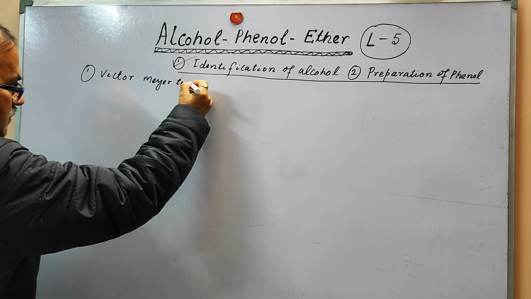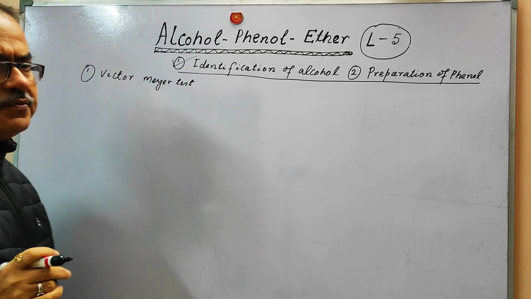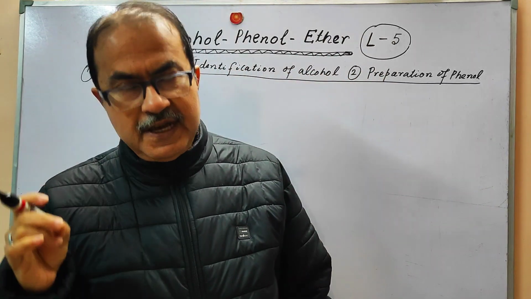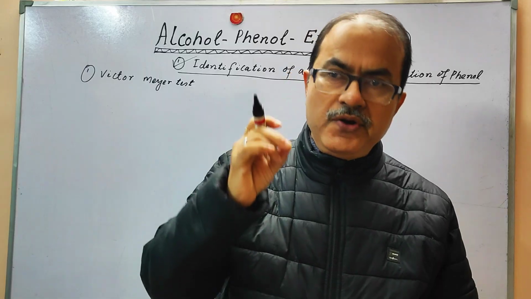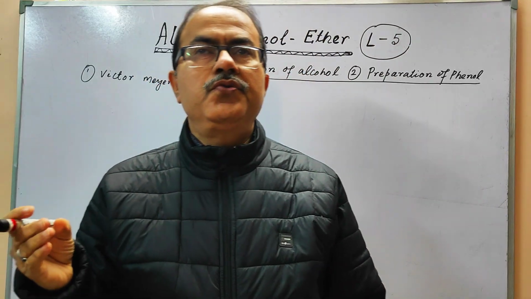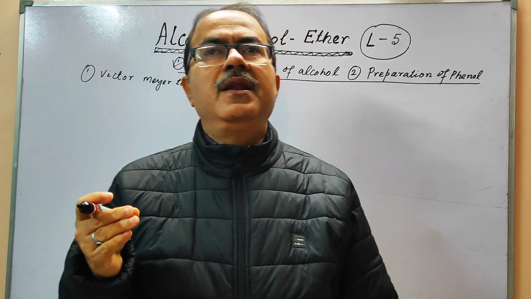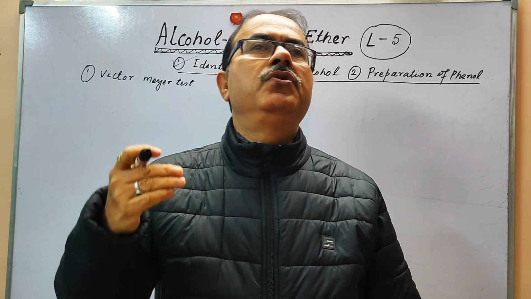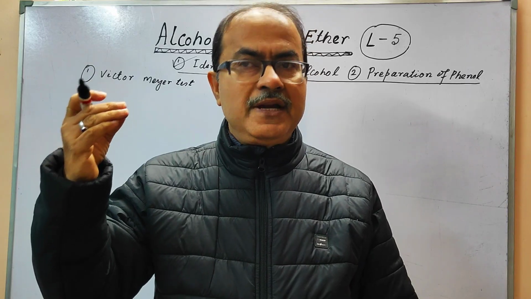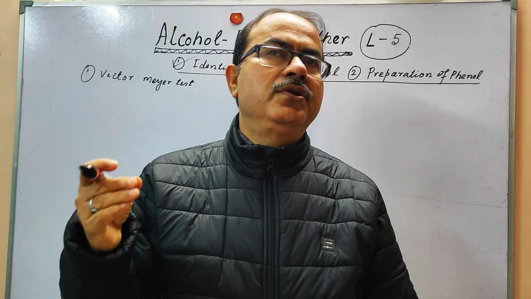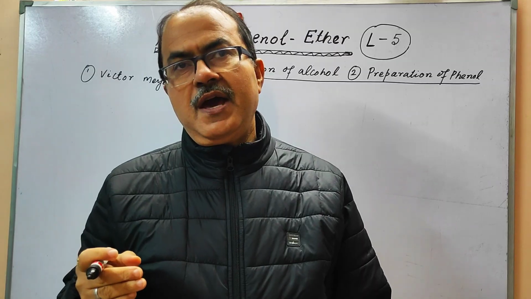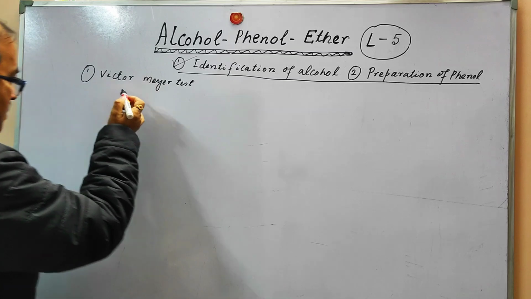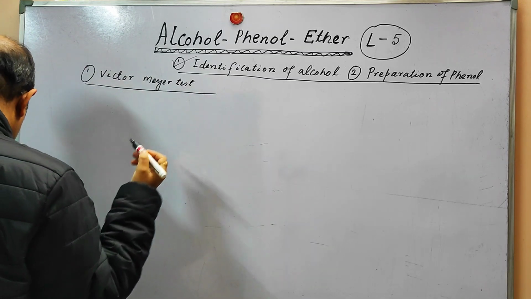In this Victor-Meyer test, we have to react the alcohol first with phosphorus and iodine. It will produce alkyl iodide. Then it will be reacted with AgNO2. Then we react with nitrous acid, and after that we react with NaOH, and it will give different types of colorations. So for the primary alcohol, this Victor-Meyer test is like this. Let us understand.